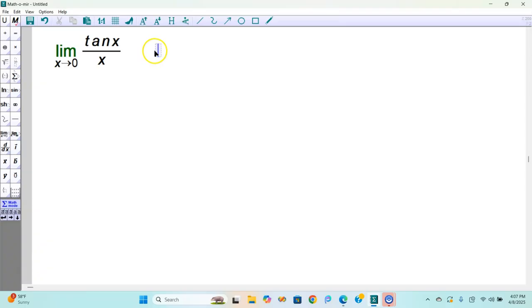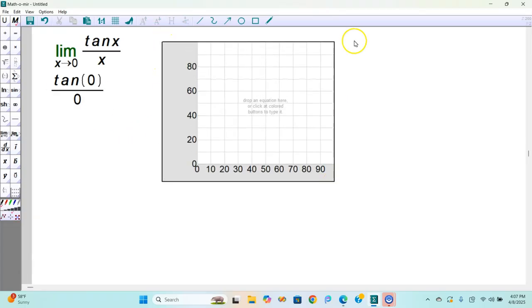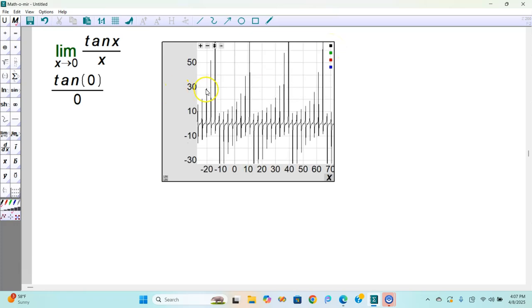Okay. Now, first we always try direct substitution. So it's going to be like this: tan of 0 over 0. And then let's say you do this and you're like, I don't know how to interpret this. So, okay, get yourself a graphing thing. Any kind of software, calculator, whatever, put that in there. Tan x, okay. And you're like, what? This is a crazy mess.